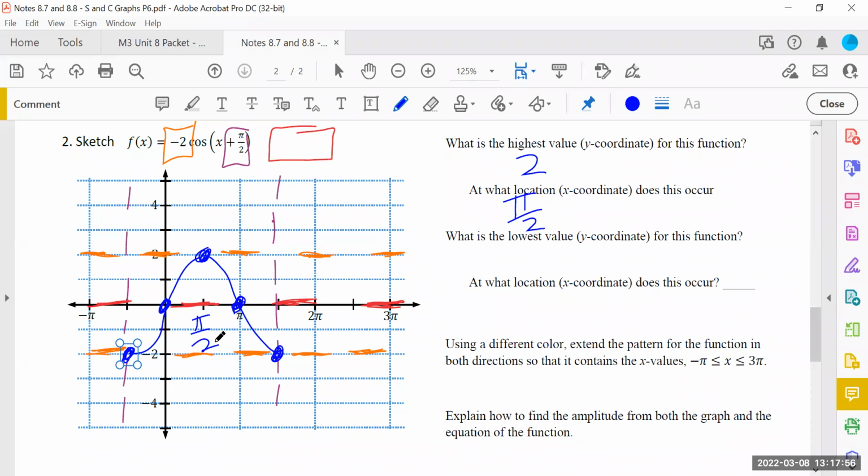What's the lowest value? -2. But that actually happens twice, doesn't it? We have it down here at -pi over 2, and we have it over here at +3 pi over 2.